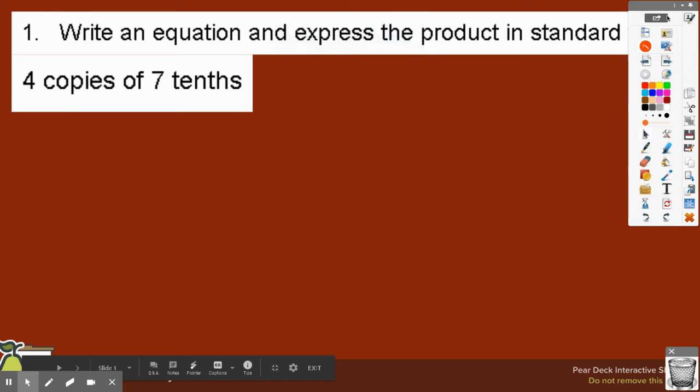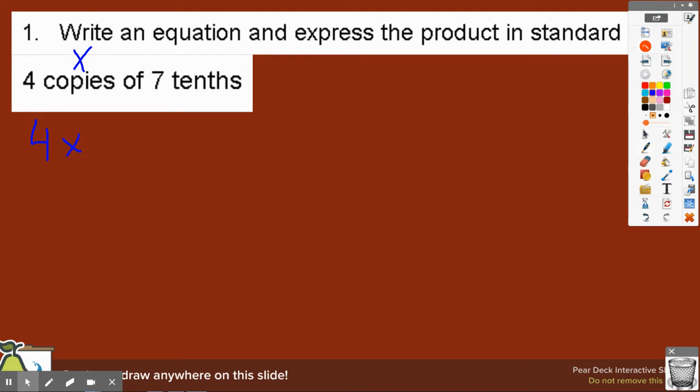All right, so we're going to do a little bit of practice before you take your multiplication quiz. So here it says to write the equation and express your product in standard form. So remember, standard form is just the decimal form. All right, so it's 4 copies, and we know that copies mean to multiply. So the equation would be 4 copies of 7/10, which would be written like this.